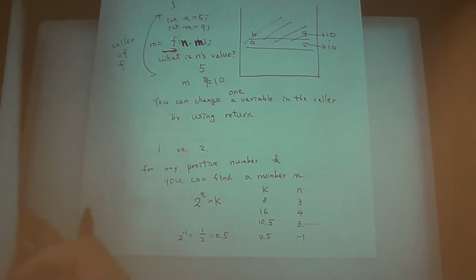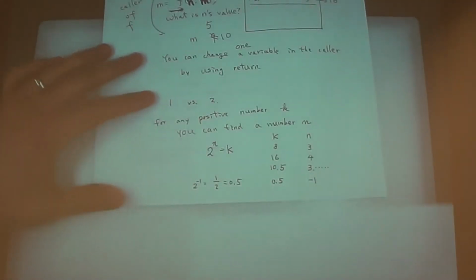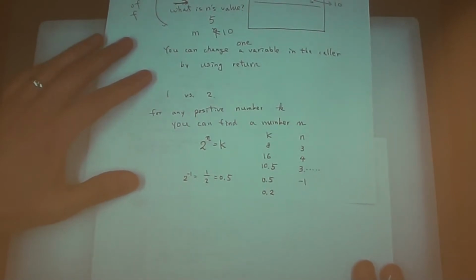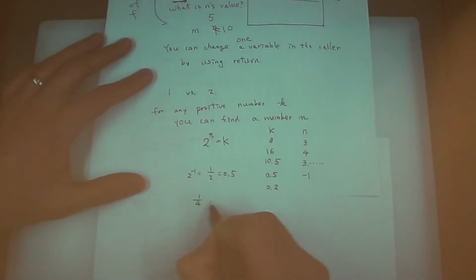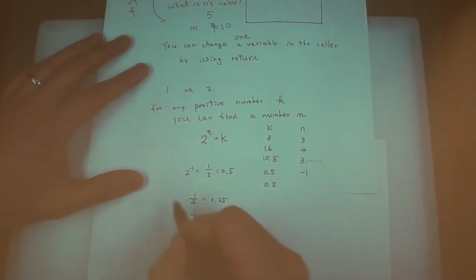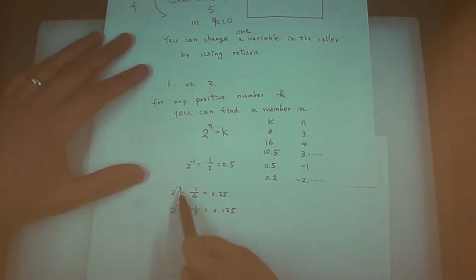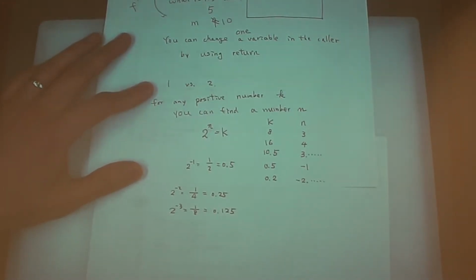And if you want to say something smaller than 0.5, for example, if k is 0.2, so 1/4 is 0.25, 1/8 will be 0.125. So this will be 2 to the minus 2, and this will be 2 to the minus 3. So if k is 0.2, this will be minus 2 point something. It's between minus 2 and minus 3 because 0.2 is between 0.25 and 0.125. Is everybody following me? Does this make any sense?